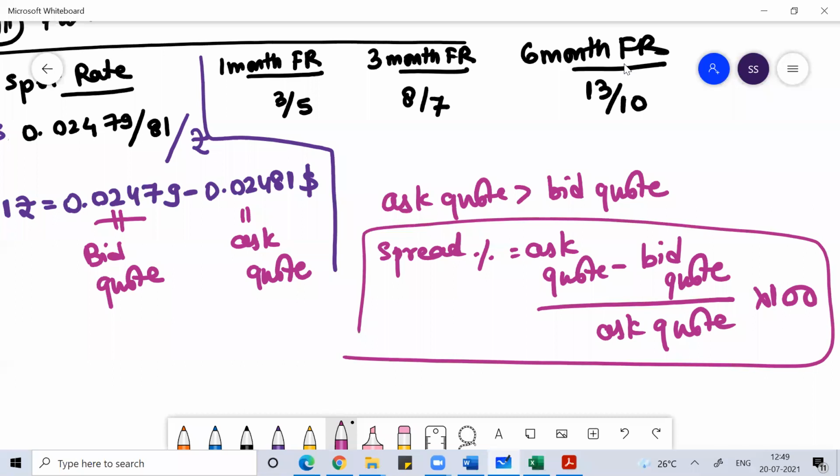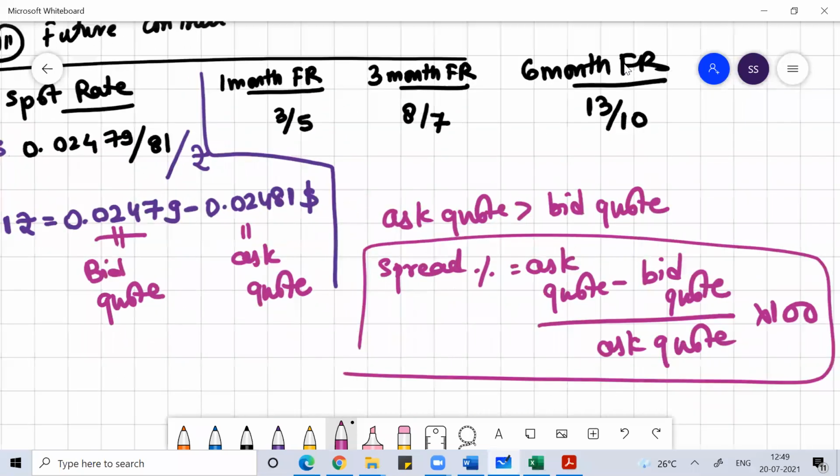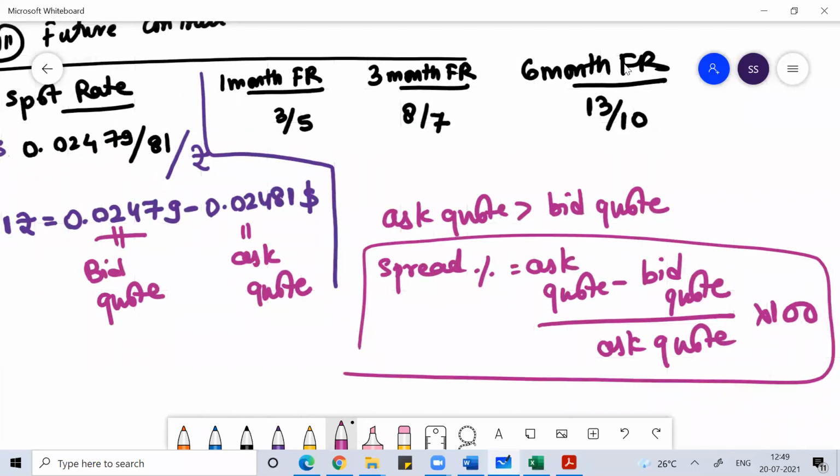So the liquidity of the currency is basically expressed by the spread percentage. The more liquid the currency, the lesser the spread percentage. The less liquid the currency, the more the spread percentage. Because of this, the bank ends up buying a currency at a very low value and selling the same currency at a very high value, and thereby makes a huge profit.